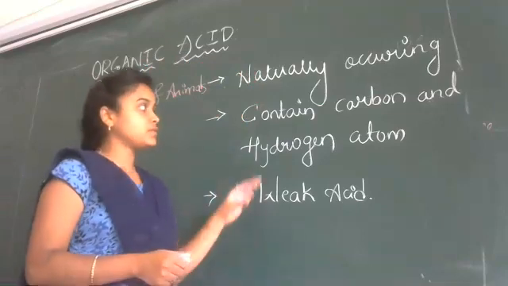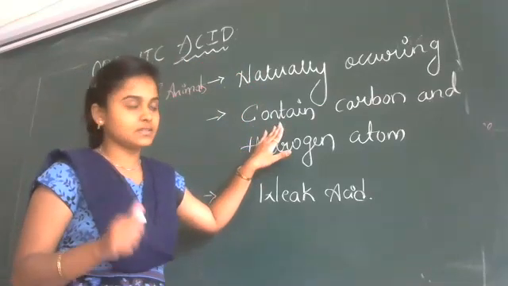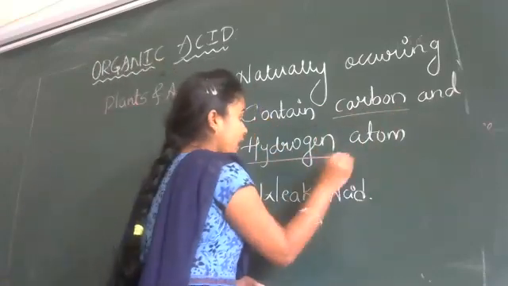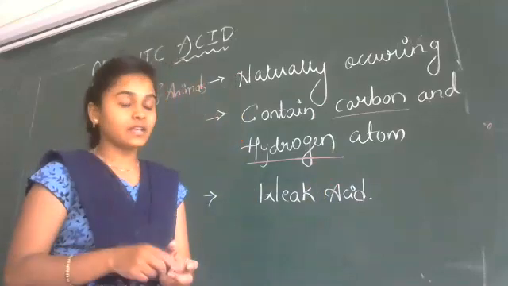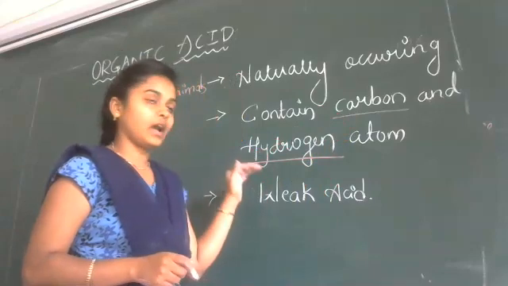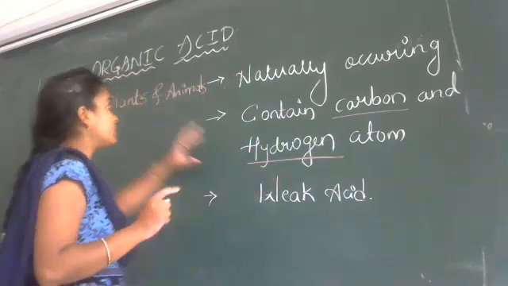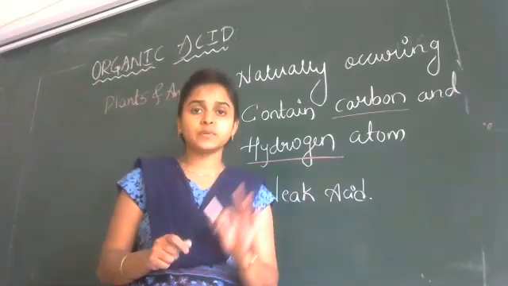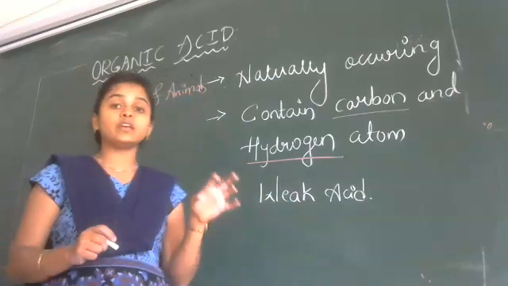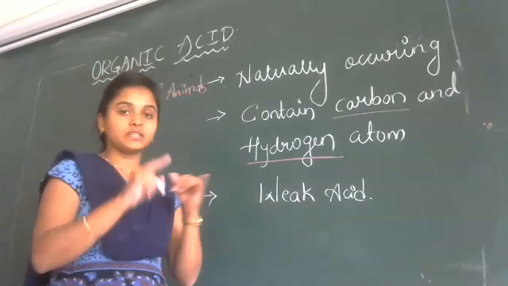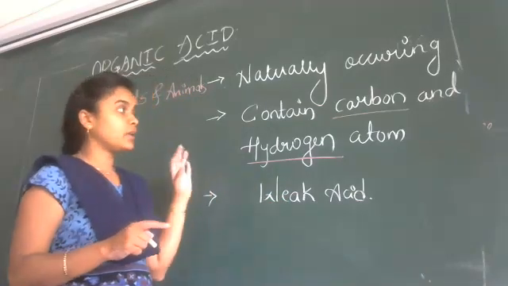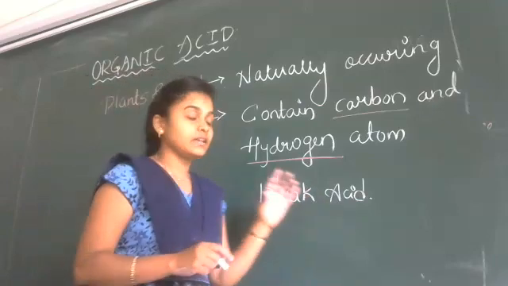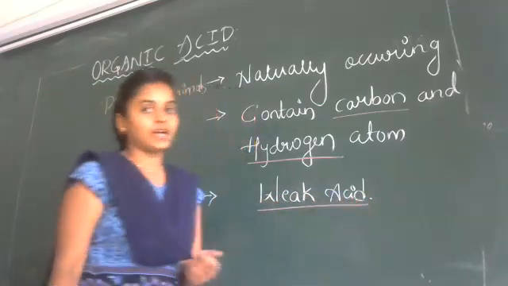Now one more important point to remember, these organic acids contain mainly two types of elements, that is carbon and hydrogen. So the acid which has carbon and hydrogen, such acids we call organic acid. Next, third point, especially these organic acids are weak in nature. We will study what is meant by weak acid and strong acid. Okay, so forget about that. Just remember, organic acids are weak in nature. Even organic acids are also called weak acids.